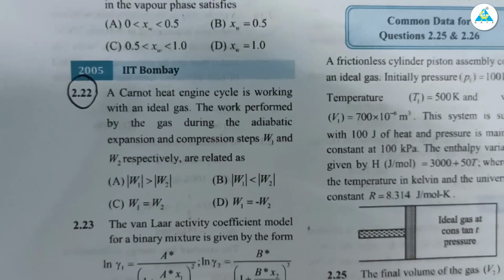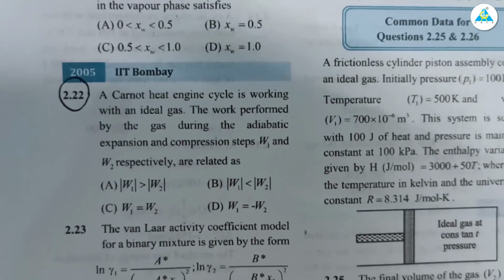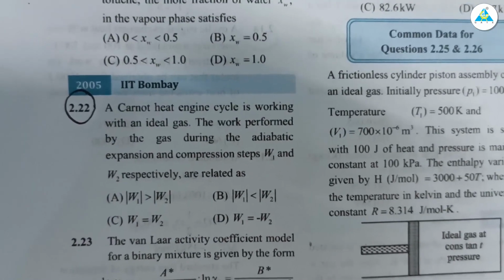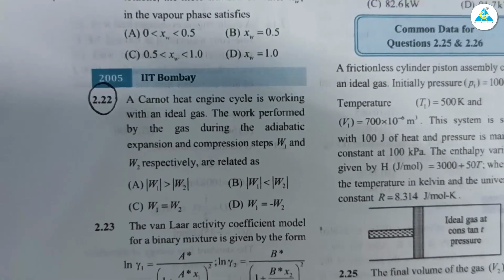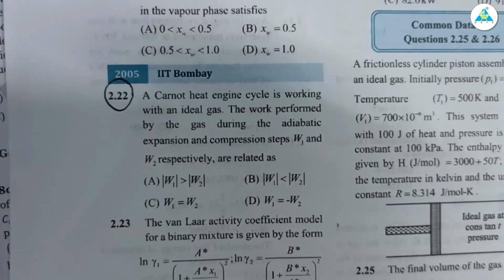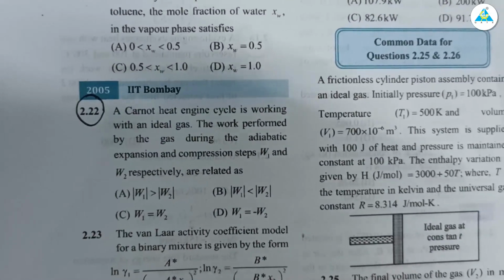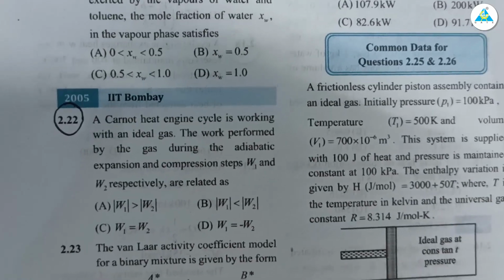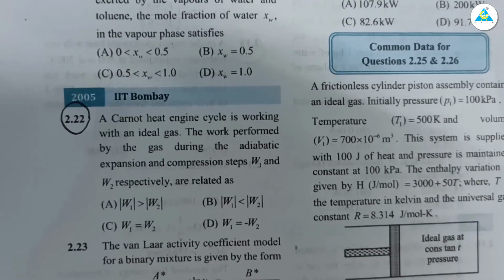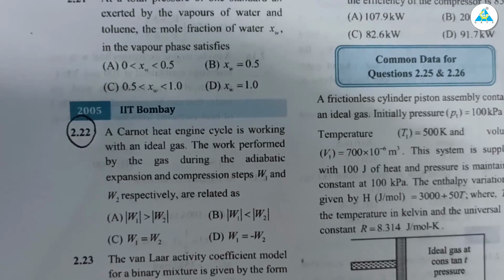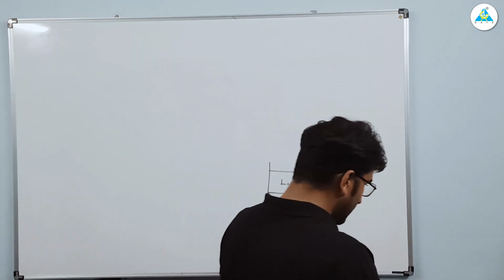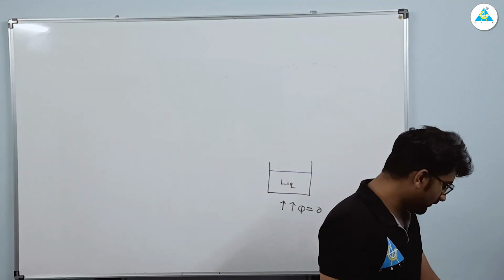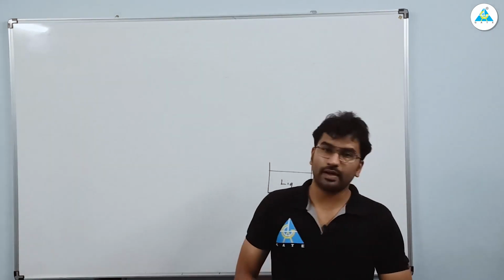2005 IIT Bombay. A Carnot heat engine cycle is working with an ideal gas. The work performed by the gas during adiabatic expansion and compression steps are W1 and W2 respectively. So what is the answer? Right? Adiabatic expansion and compression steps, IIT Bombay, that is, Carnot heat engine cycle is working with an ideal gas. Clear? I hope those who want to read the question, please pause the video and read it. So it's a very simple question, right? So there is an ideal gas and they are asking about a Carnot heat engine cycle working with an ideal gas, okay? And the work performed by the gas.